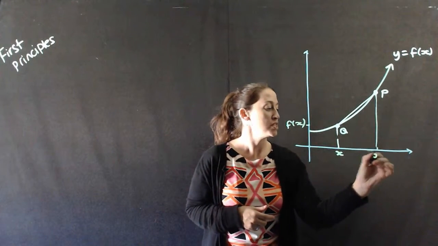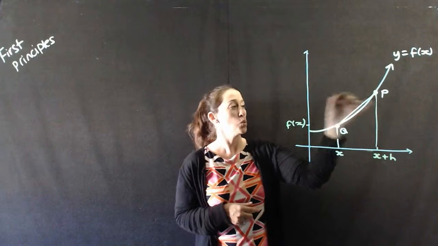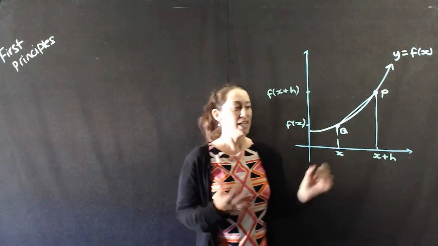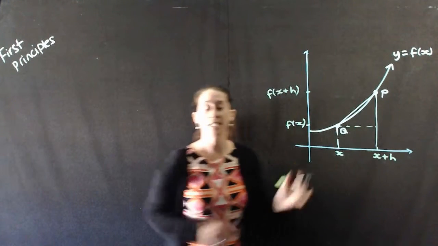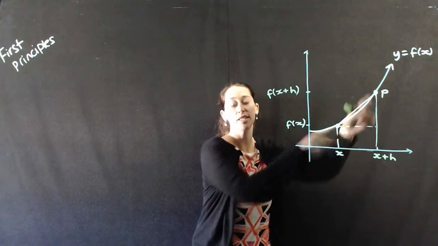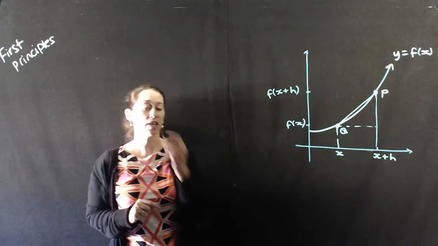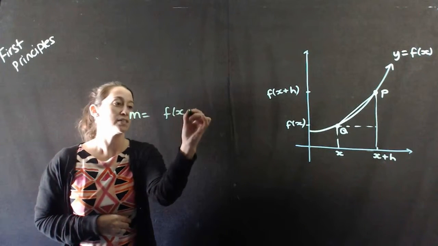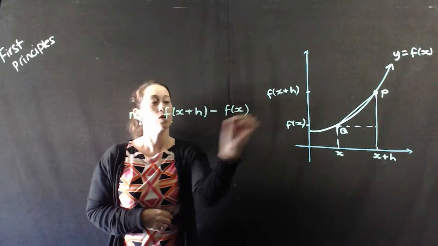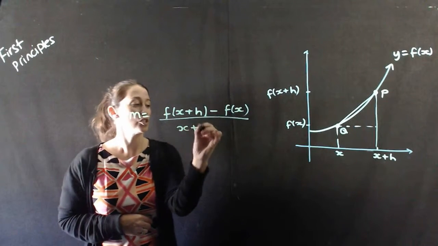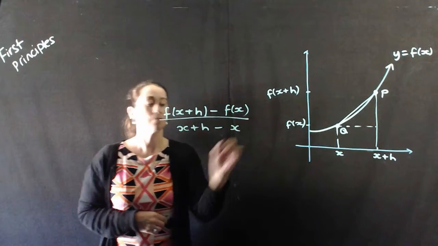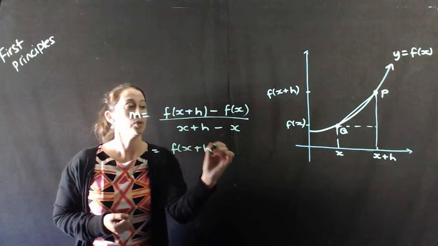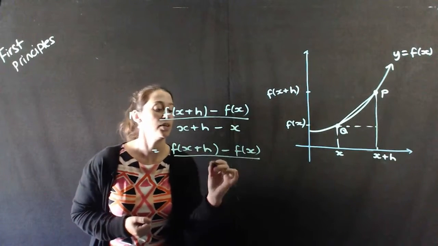So this x coordinate's x plus h, which means the y coordinate for this is now f of x plus h. And essentially, if we're going to work out the gradient between those two points, I'm going to take its rise and divide it by its run. So if I do that, I get f of x plus h minus f of x divided by x plus h minus x. Now, if we simplify that, we end up getting f of x plus h on the top minus f of x, but divided by h.